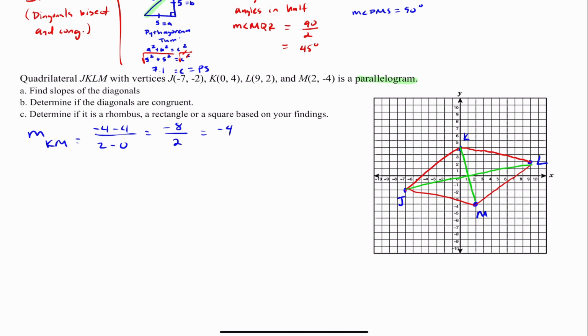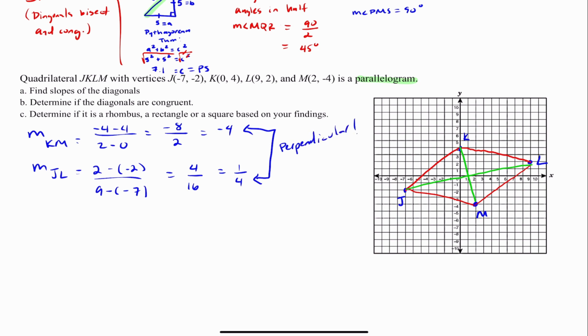Okay, and then I'm going to find the slope between J and L. So here's J and here's L. That's going to be y2 minus y1 over x2 minus x1, which gives you 4 over 16, reduces to positive 1 over 4. And look at this, these two are perpendicular to each other.